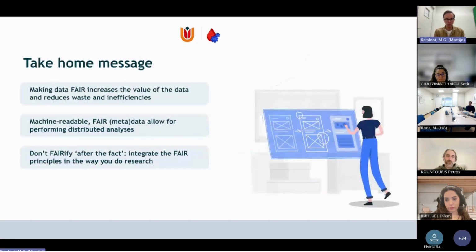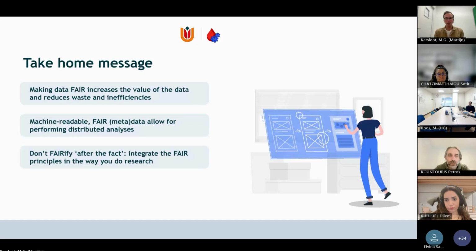So to summarize, making data FAIR really increases the value of the data and reduces waste and inefficiencies. And by making data FAIR, making data machine readable, we also make sure that we can perform distributed analyses. For example, in the case of rare disease data, this is really beneficial because we have smaller data sets.